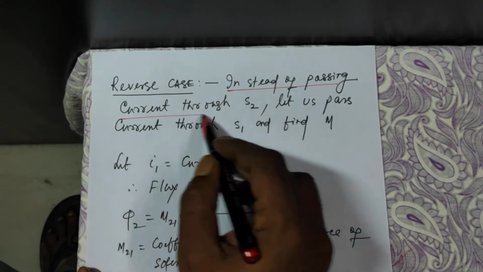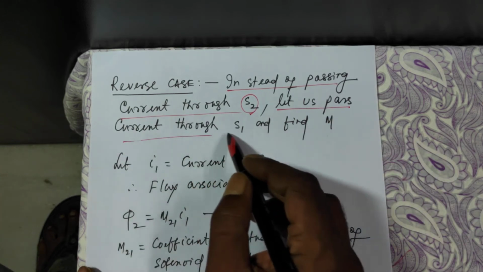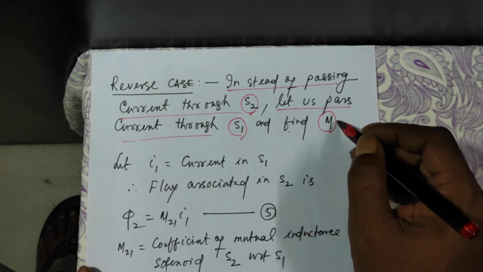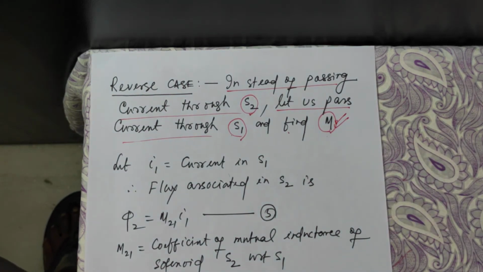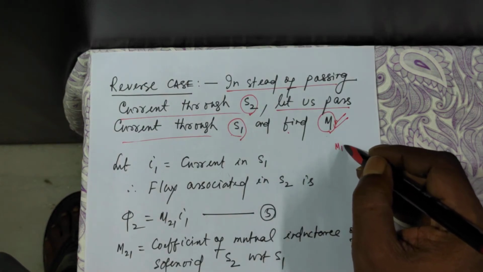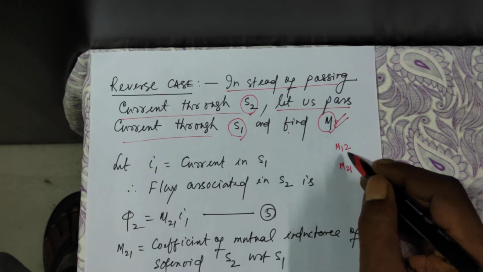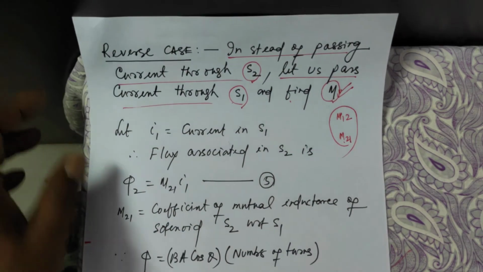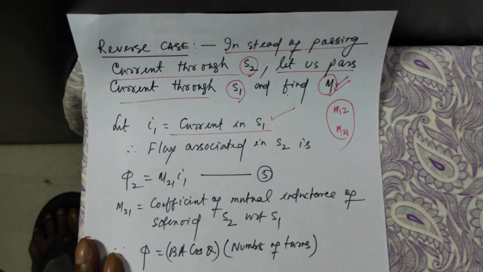Instead of passing current through S2, let us pass current through S1 and find out M. And let us see whether this M will be the same as it was before. Before it was M12, now it will be M21, and we'll see that both are actually equal. So that is what I am going to explain. Let I1 be the current in S1.